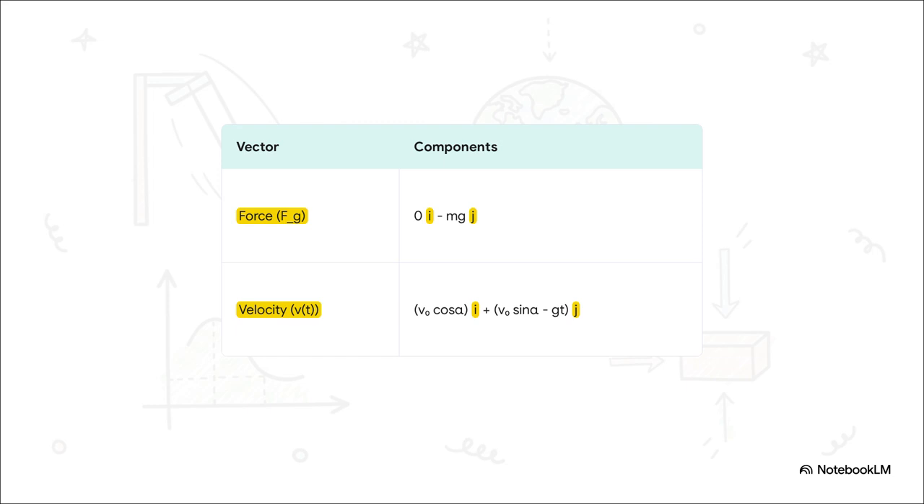The force of gravity is super simple. It doesn't pull left or right at all, so its horizontal or i component is just 0. It only pulls down, so its vertical or j component is negative mg. The velocity is a bit more involved, right? The horizontal part, v0 cos alpha, never changes, but the vertical part, v0 sine alpha, has to fight against gravity, so we subtract that gt term.